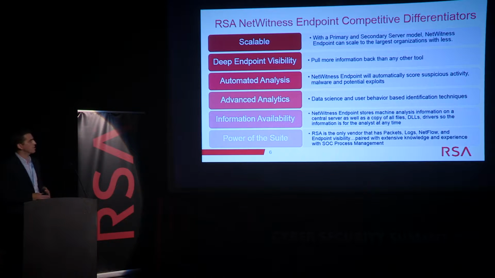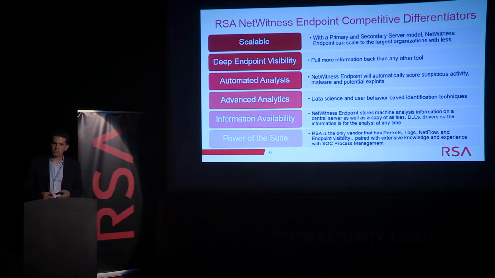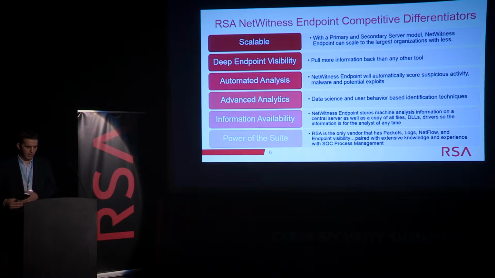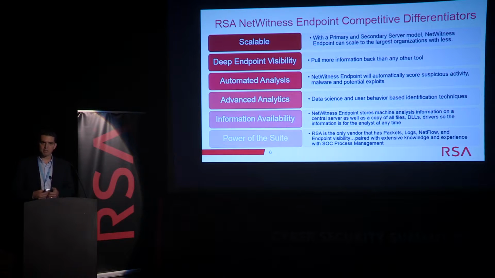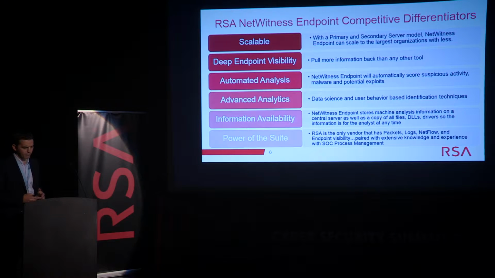Automated analysis: with NetWitness Endpoint, we can automatically score suspicious activity. There are rules inside and algorithms for how to do that, and we are trying to find suspicious activity and potential exploits. Advanced analytics: here we use our data science knowledge and also user behavior-based identification. We use algorithms and our knowledge of how to detect threats, and not just rely on signatures.